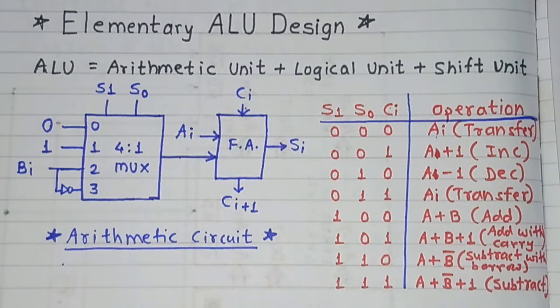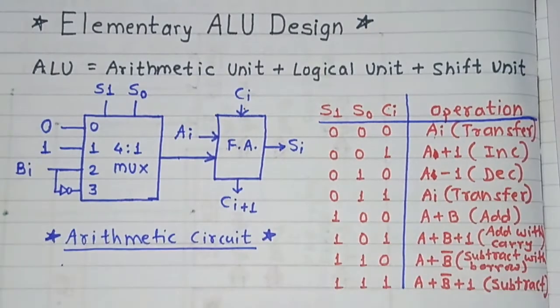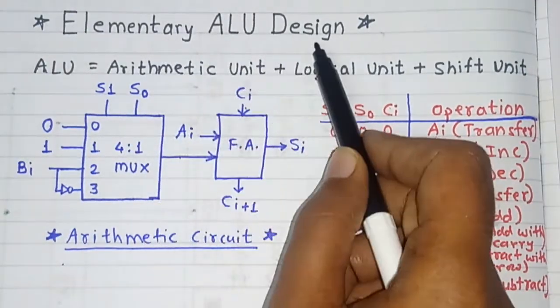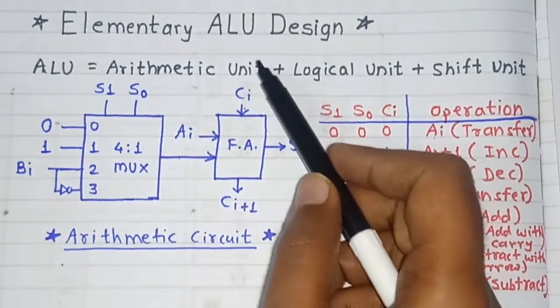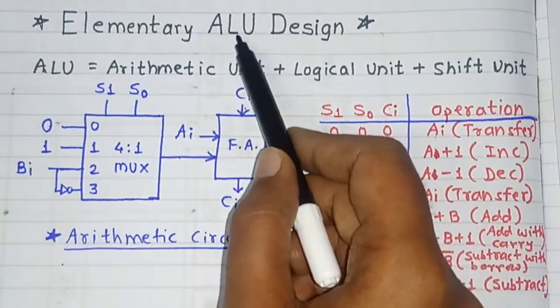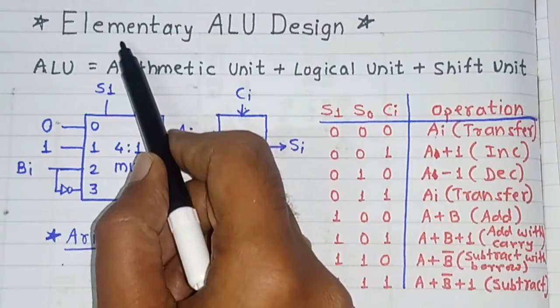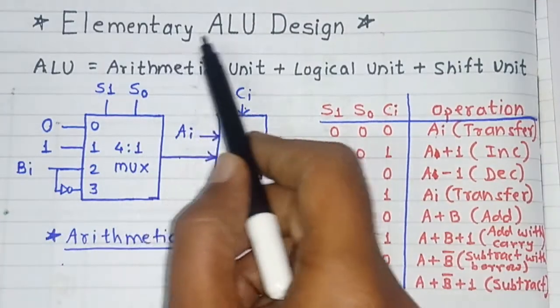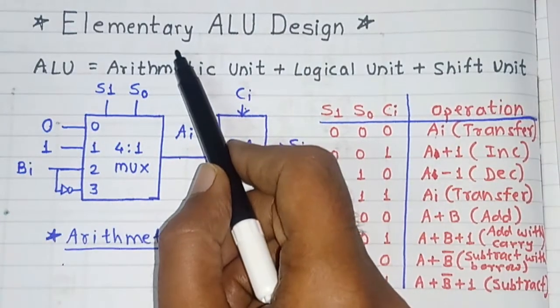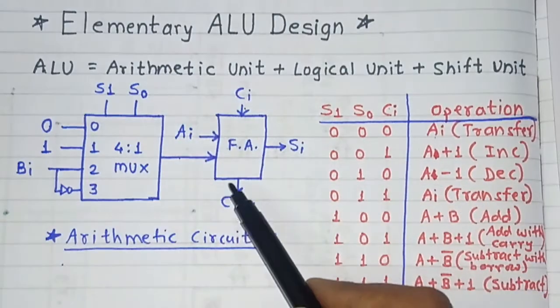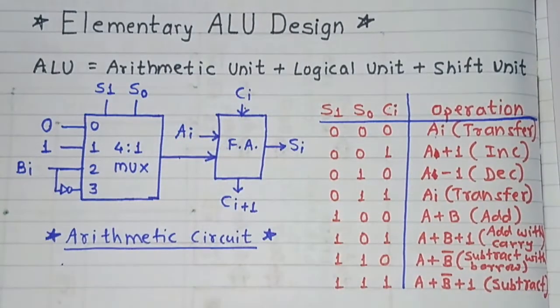Hello everyone. In this video we are going to see the elementary ALU design. As we know, ALU stands for arithmetic and logical unit. Why are we calling it an elementary design? Elementary means we are going to design the different kinds of operations using some combinational circuits.